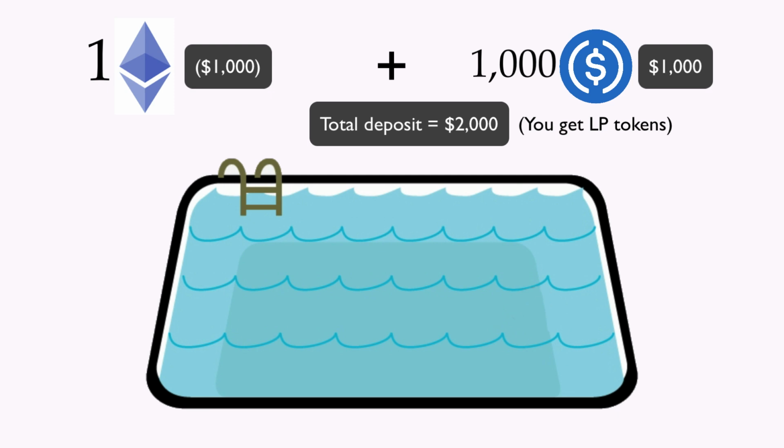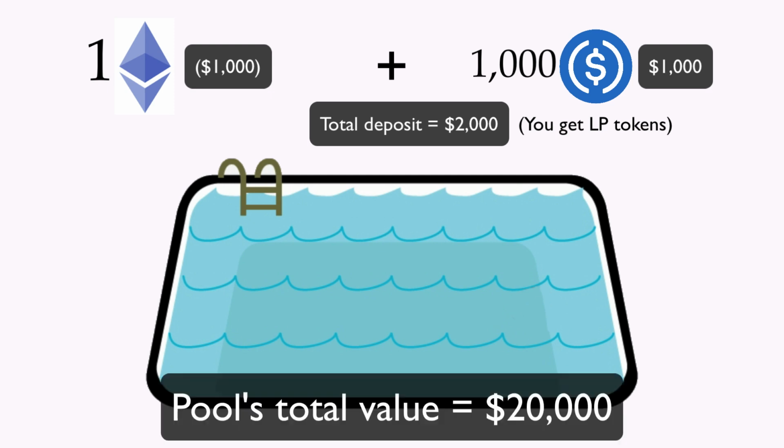Now imagine that the pool that I deposited into has a total value of $20,000. So I have 10% of that pool. So I'll earn 10% of all trading fees and any other incentives offered from that pool. So what happens if the value of one or both of the tokens goes up or down?